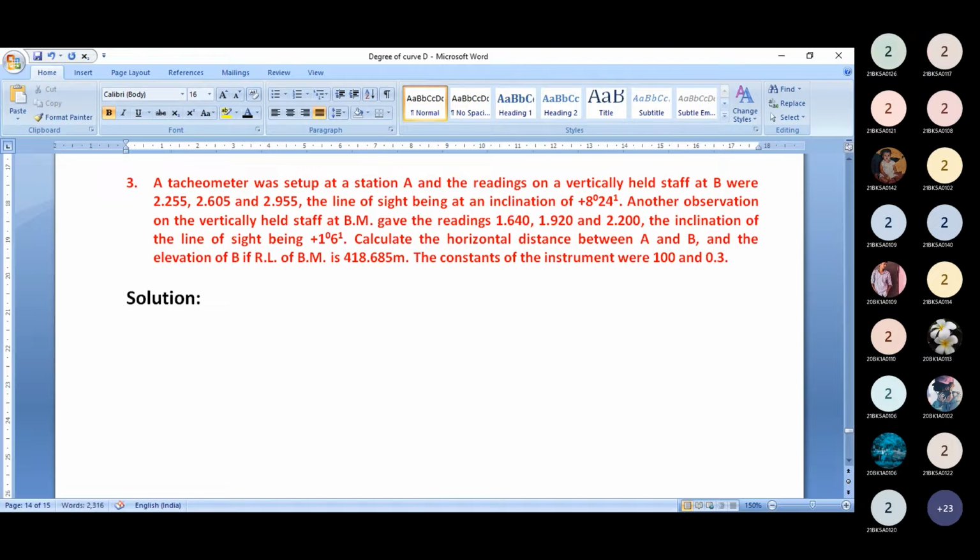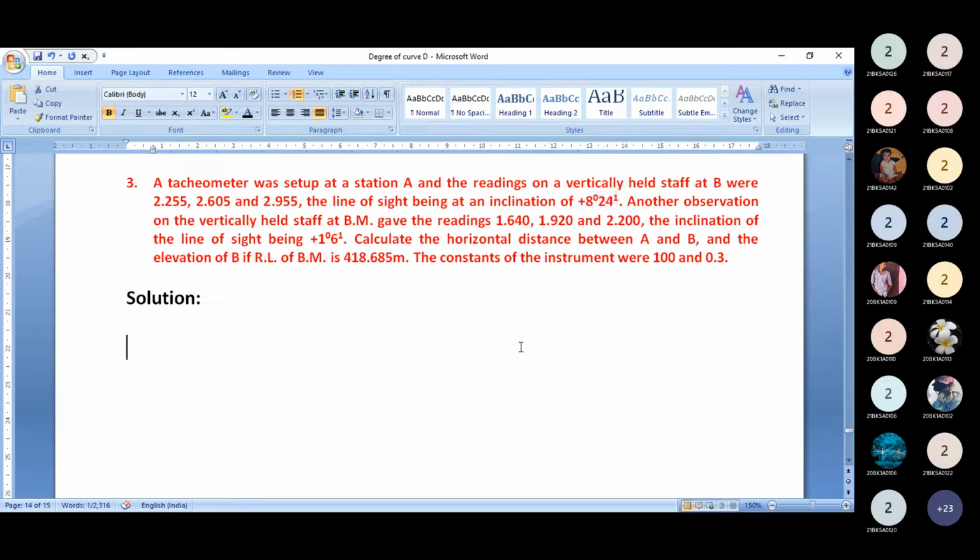First see here, the tacheometer is the instrument which is set up at station A. It means A is the instrument station, and a leveling staff is kept at B. Sorry, B is the object station or staff station. The staff readings were given, top, middle and bottom readings, and the angle of elevation is given from A to B, 8 degrees 24 minutes.